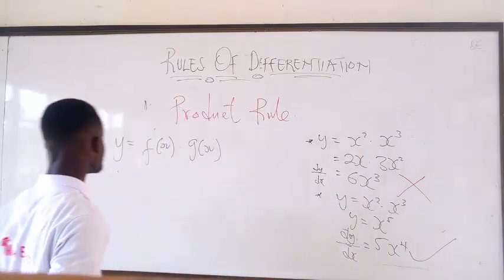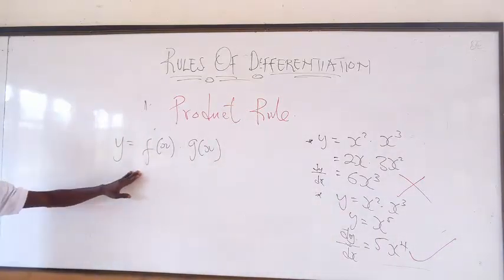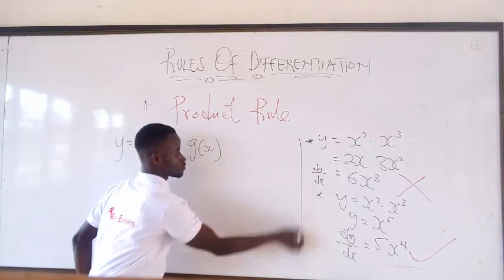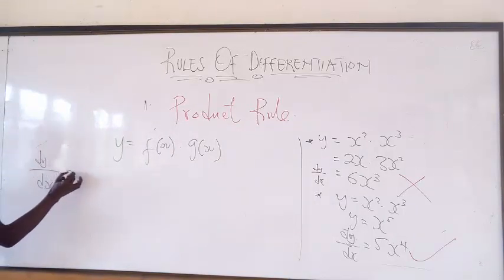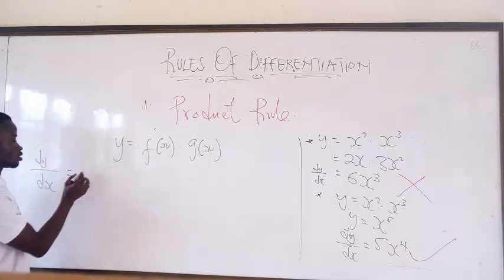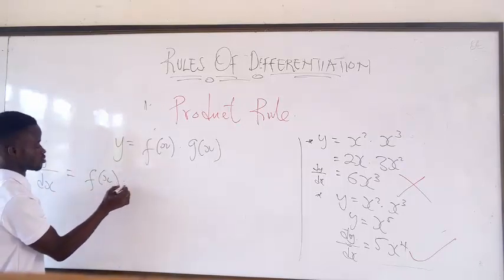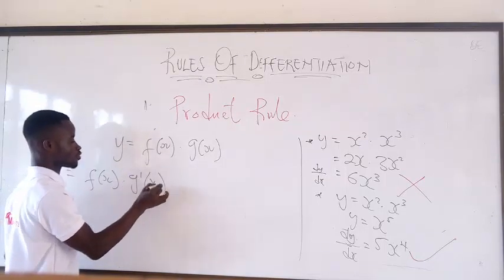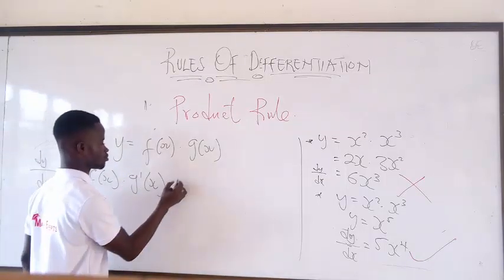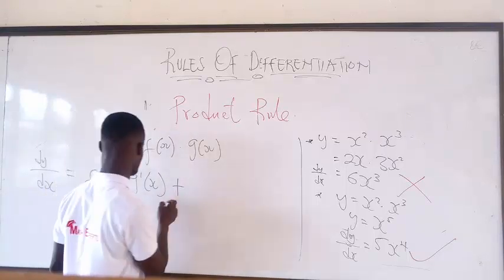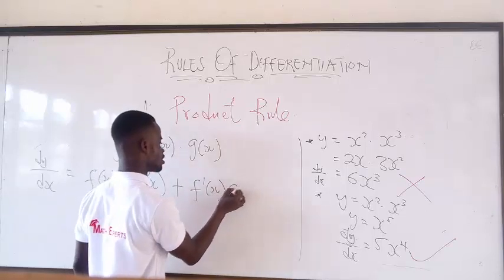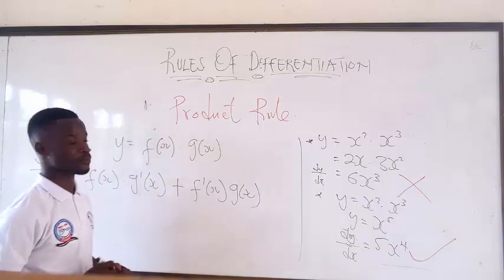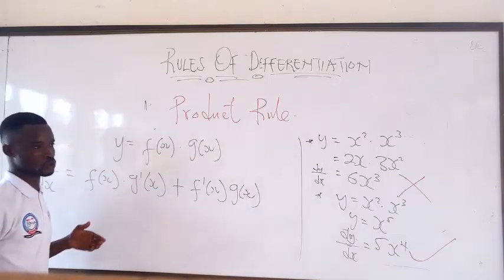Let's continue. So you have a function f of x being multiplied by g of x. The formula is dy/dx is going to be equal to f of x times g prime of x, plus f prime of x times g of x. This is the formula for the product rule.